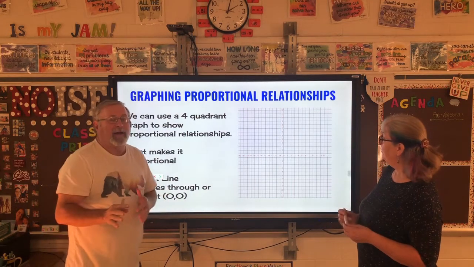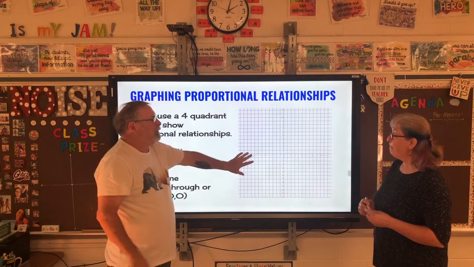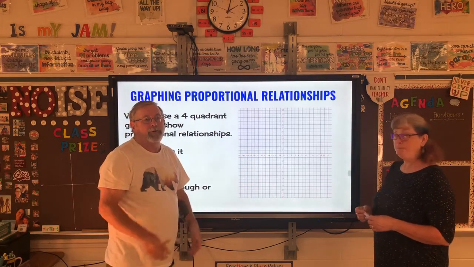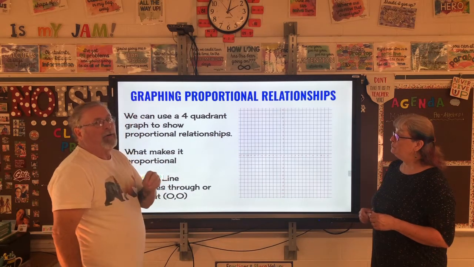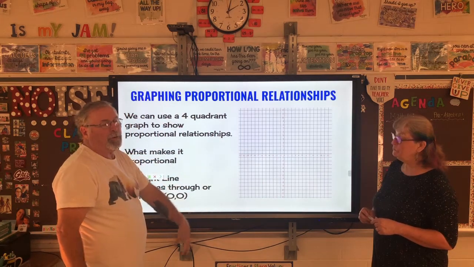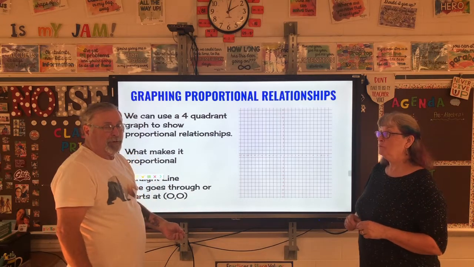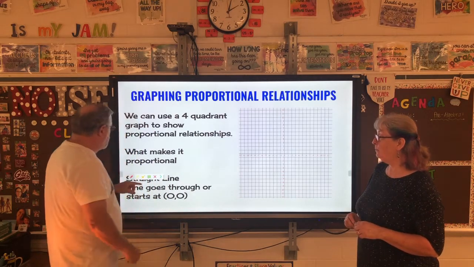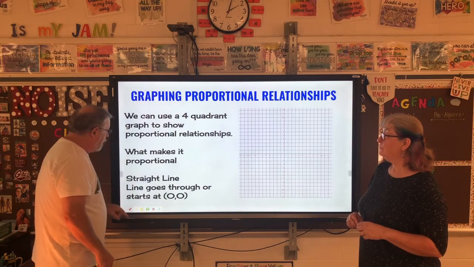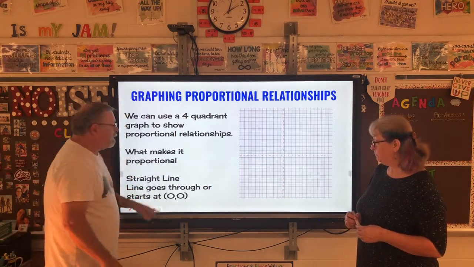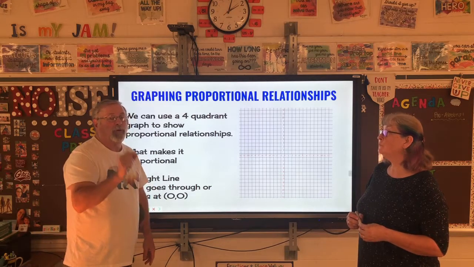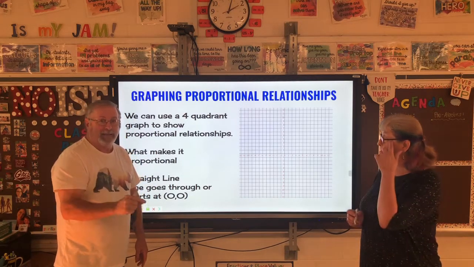So, we're going to start out by showing you graphing. You guys will remember this. This is the 4-quadrant graph that we were using when we were doing the coordinate plane. So we're going to show you how, when you see a graph on the coordinate plane, whether it's proportional or not. So the two things we're going to look for: is it a straight line? And does the line go through the origin? You guys all remember the origin, that's 0, 0.